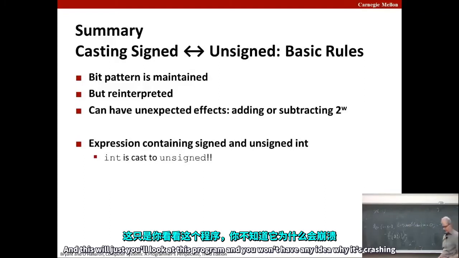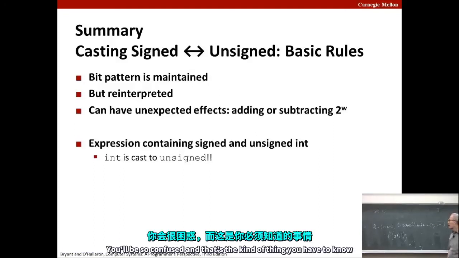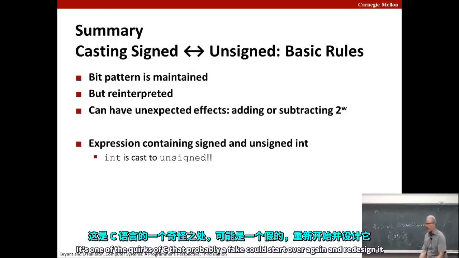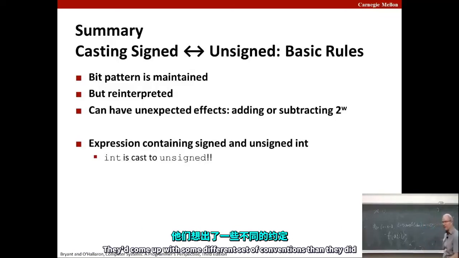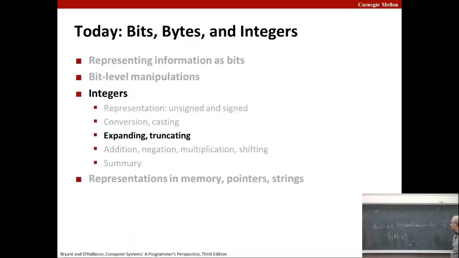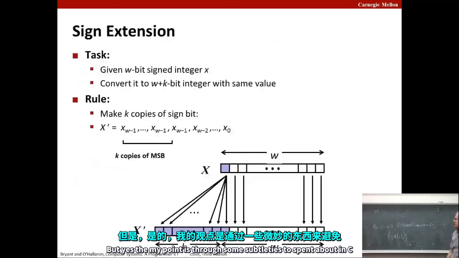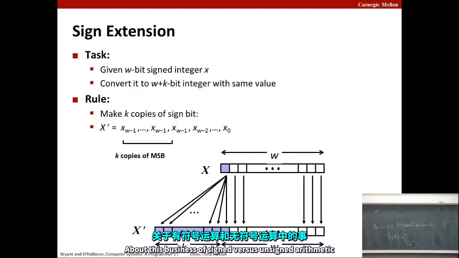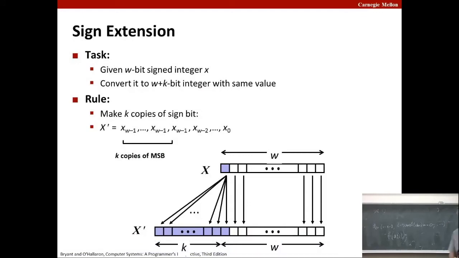And this will just, you'll look at this program and you won't have any idea why it's crashing. You'll be so confused. And that's the kind of thing you have to know. It's one of the quirks of C that probably if they could start over again and redesign it, they'd come up with some different set of conventions than they did. But unfortunately, it's way too late for that. So this is just one of those things you have to remember. But yes, my point is there's some subtleties in C about this business of signed versus unsigned arithmetic.